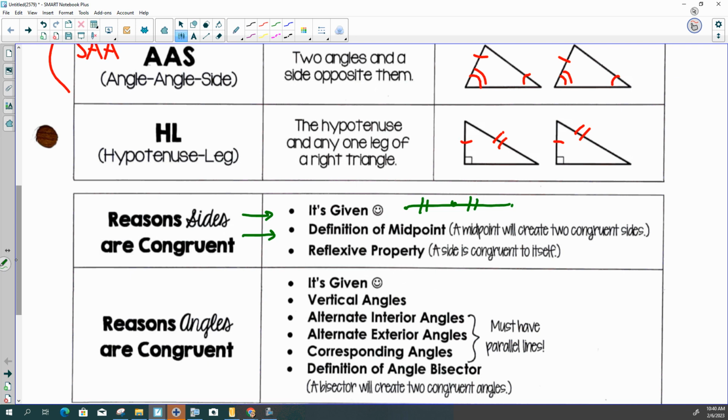Or maybe they'll talk about the reflexive property, which I think is such a silly one, but we use it all the time. If you have the exact same side touching, AC equals AC. Why? The reflexive property.